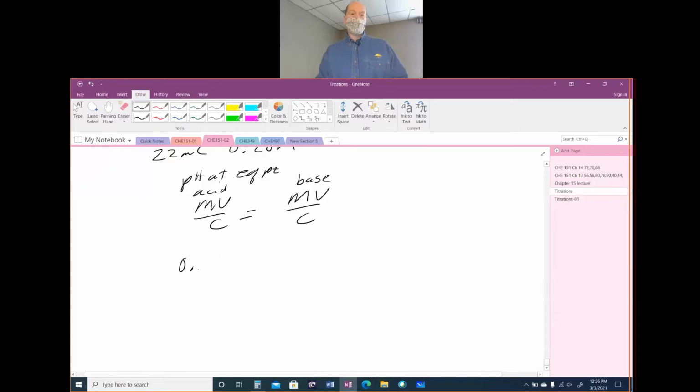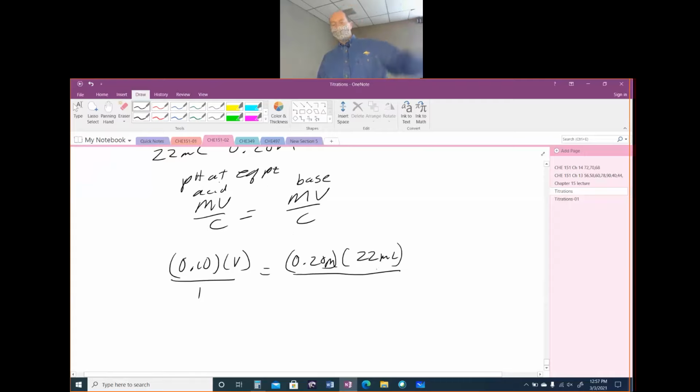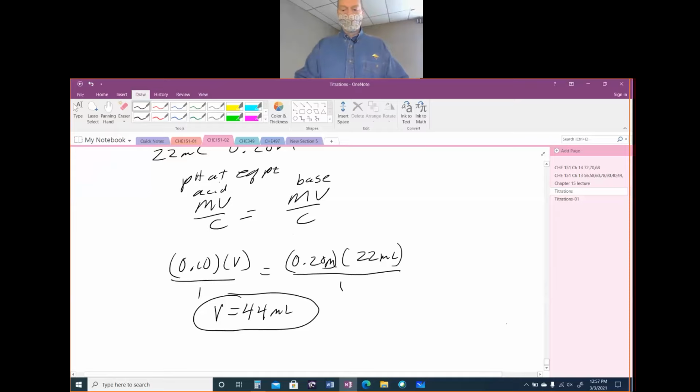All right, so we have 0.10 molar. The volume of that we don't know, over the coefficient of 1. Your base was given as a 0.20 molar, and the volume of that was 22 mils. All right, so that's what's in your Erlenmeyer flask. Your HCl is what's in your burette. All right, and so when you solve for volume, you don't need your calculator for this one. It is 44 mils. You would have to add 44 mils of your 0.1 molar HCl to reach the equivalence point.